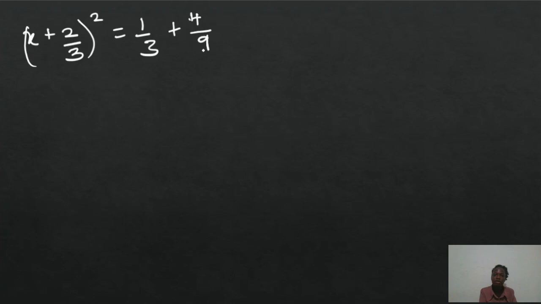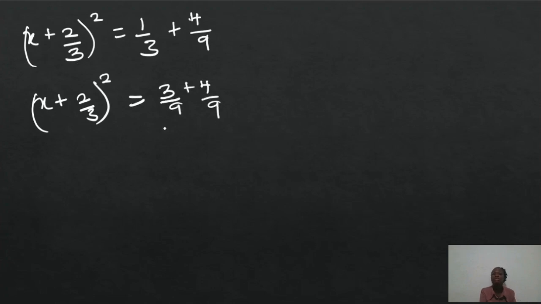Now our next equation is going to be x plus 2 over 3 all squared equal to, we are trying to add this. So we can write this one as 3 over 9 plus 4 over 9. I'm just trying to write it in a way that will make our addition easier. So we end up getting x plus 2 over 3 all squared to be equal to 7 over 9. I just wanted them to have the same denominator so that I can add it easily.